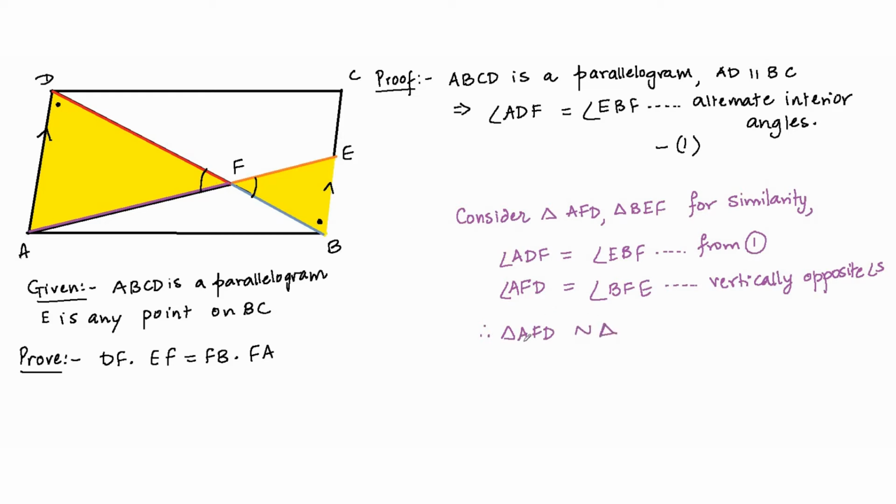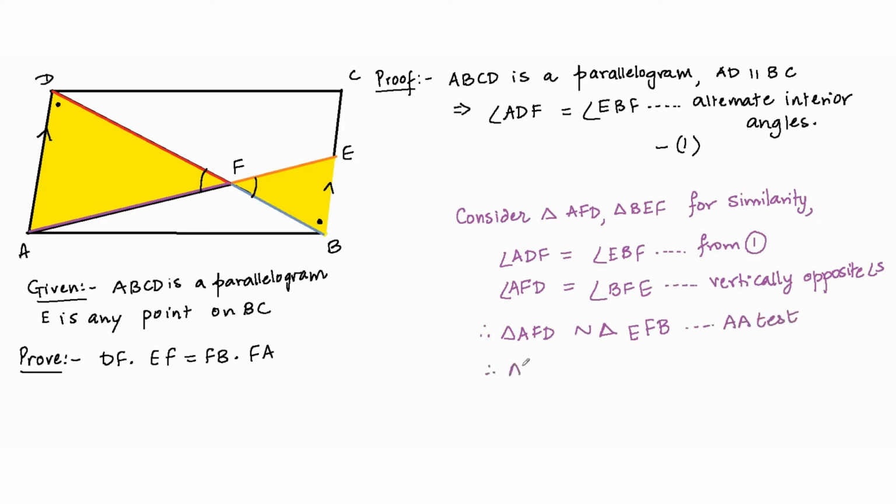And therefore, I can say that triangle AFD is similar to triangle. Now, F corresponds to F. F is the second letter here, and here also F is the second letter. D corresponds to B. Let's note that down here. And of course, the third vertex has to be E. This is by the AA test.